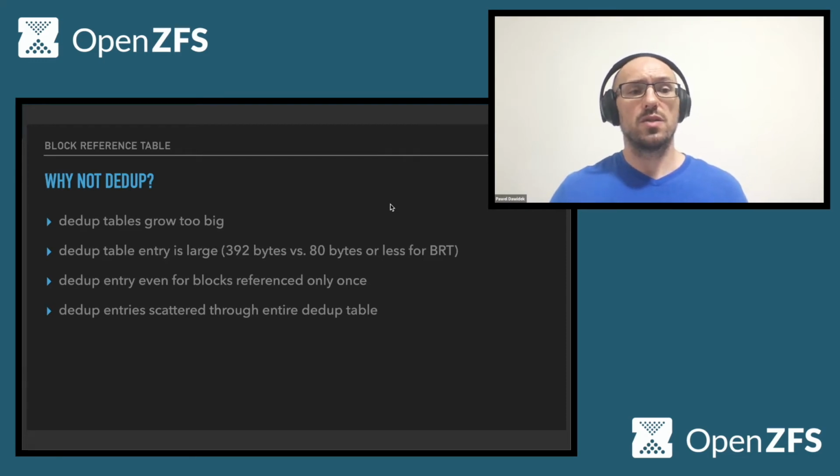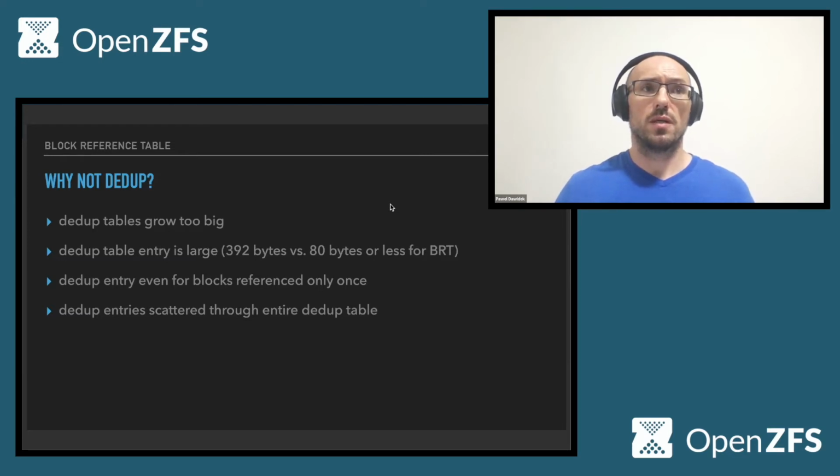As I mentioned, dedupe tables can grow very big. A dedupe table entry is pretty large. This is the in-memory size of a dedupe entry, almost 400 bytes. It's one fifth of this for the block reference table, which also means that you can fit a much bigger block reference table in RAM.